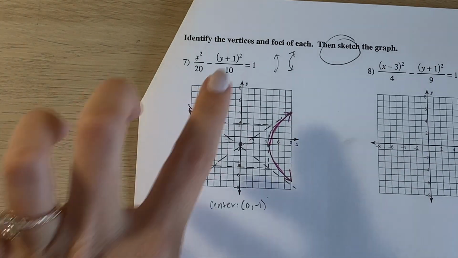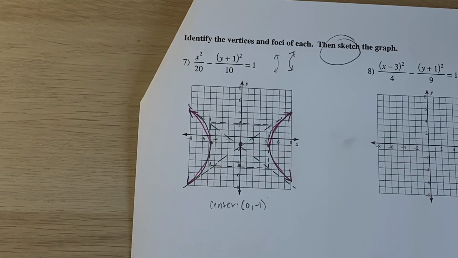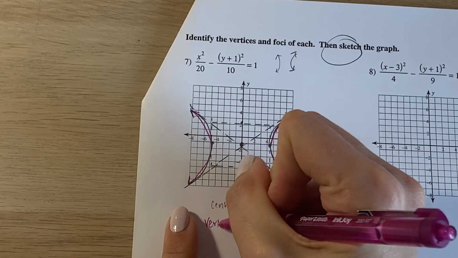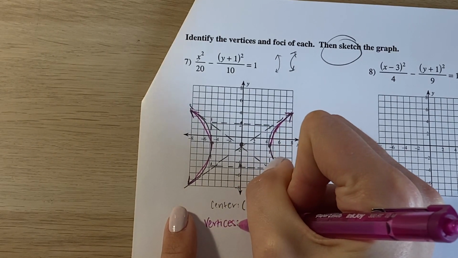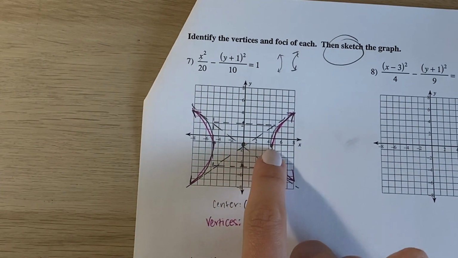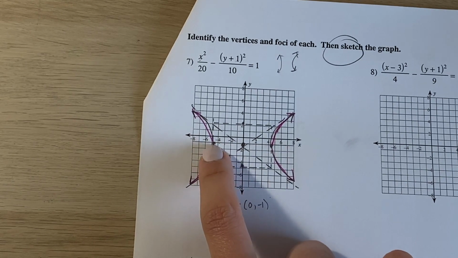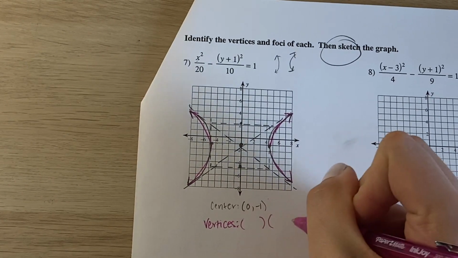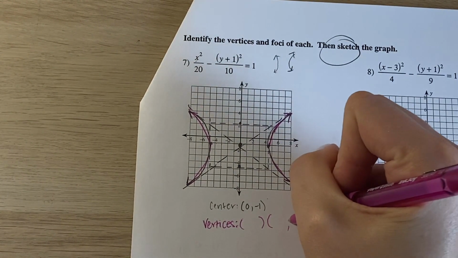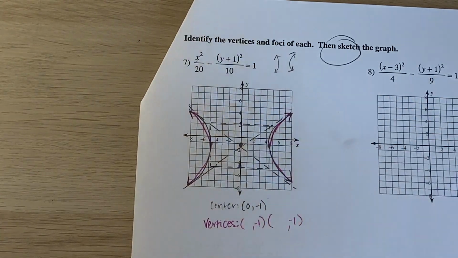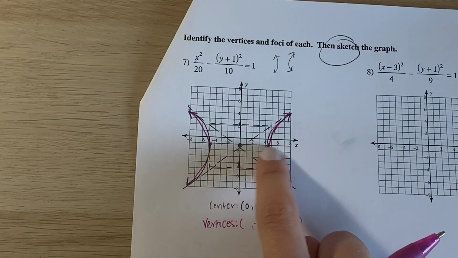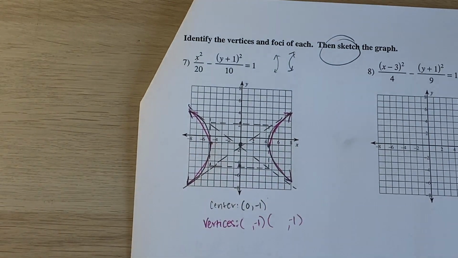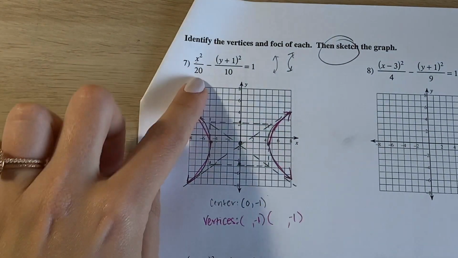So now I'm supposed to identify the vertices and the foci of each. So for my vertices, that is the location of this point here and this point here. They both have the same y coordinate, which is at -1. And for our x coordinate, it's adding and subtracting the simplified version of the square root of 20.